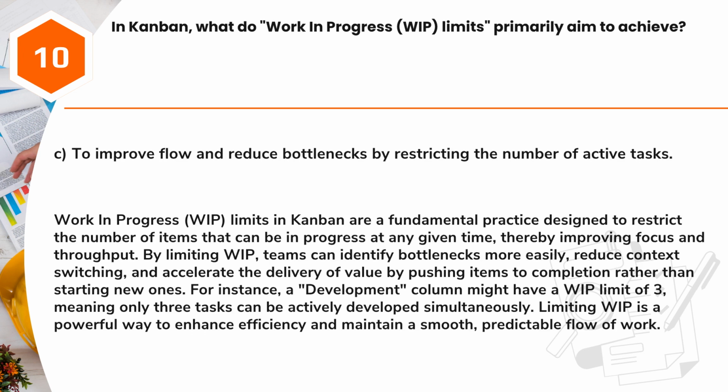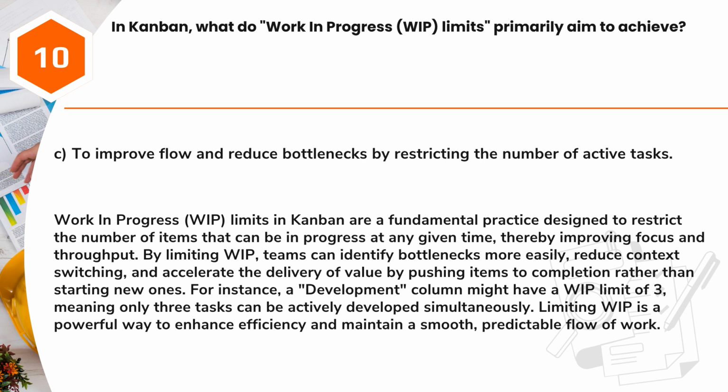Answer: C. To improve flow and reduce bottlenecks by restricting the number of active tasks. Work in progress (WIP) limits in Kanban are a fundamental practice designed to restrict the number of items that can be in progress at any given time, thereby improving focus and throughput. By limiting WIP, teams can identify bottlenecks more easily, reduce context switching, and accelerate the delivery of value by pushing items to completion rather than starting new ones.